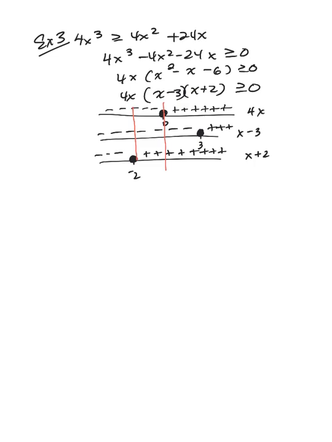Okay, then to the right of 0 and to the left of 3, you could see that's going to be negative, because we have 1 negative, which is an odd number. And then to the right of 3, we're going to be positive again. So this is positive, this is positive. Okay, so that means our answer is from -2 to 0 included, and then from 3 to infinity, 3 included.